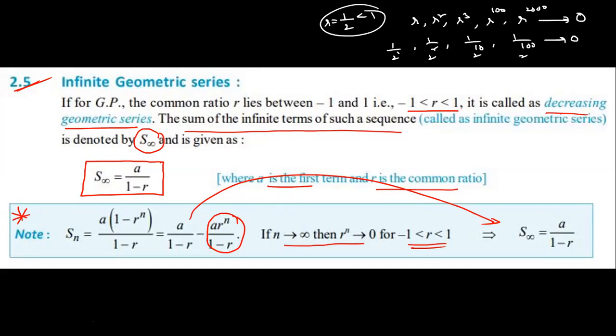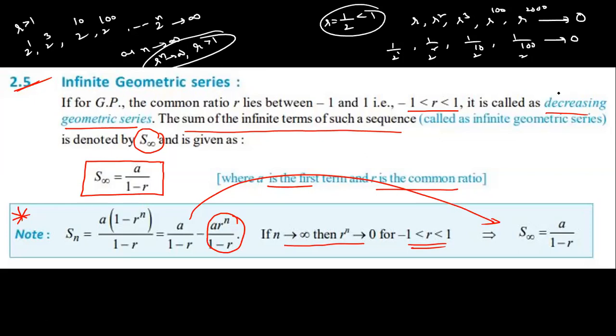Conditions apply. R is less than 1. Suppose R is greater than 1, that means 2 power 1, 2 cube, 2 power 10, 2 power 100, and so on. 2 power n is tending to what? Infinity, as n tends to infinity. That's why R power n is tending to infinity if R is greater than 1. In this case, R power n tends to 0 as n tends to infinity because R is less than 1. So these observations are very, very important, especially this concept where you are using limits.